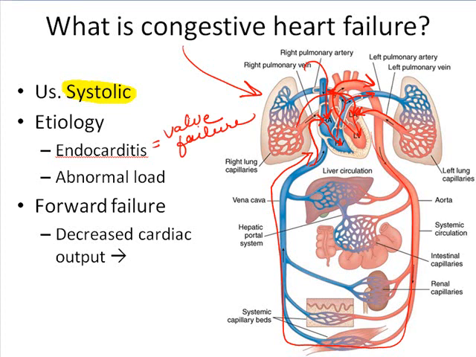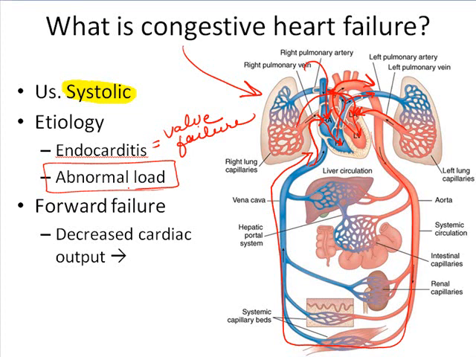So for one reason or another, one or more valves fail, and so we're not getting an adequate movement of blood through the systemic or the pulmonary circuit. A lot of times it's because of some sort of abnormal loading. Maybe the person has hypertension, for example, or they are hypervolemic. They have greater than normal levels of blood volume, and that can cause congestive heart failure. And we'll look at some of these more closely later on.